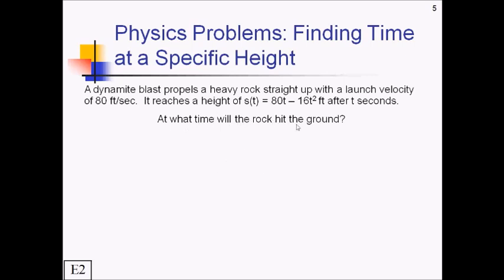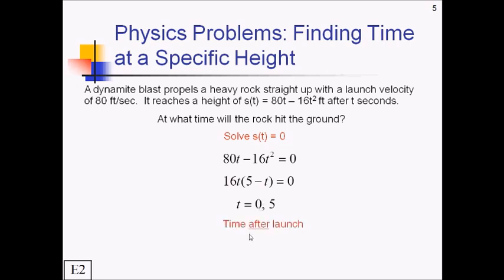For our next question, at what time will the rock hit the ground? Pause the video and see if you can figure this one out. All right, so we need to figure out where s of t equals 0. We want the output, the position, to be 0. So we can set this original function equal to 0 and solve. We can take a 16t out of both of these. That'll be 5 minus t equals 0. And then we have 0 and 5 as the t values that will solve this. But now they're asking for time after the launch, so really 0 doesn't count. It's just the 5 seconds that we're interested in here.